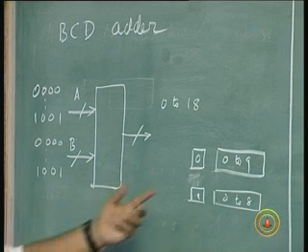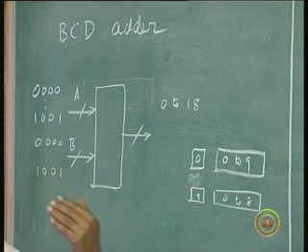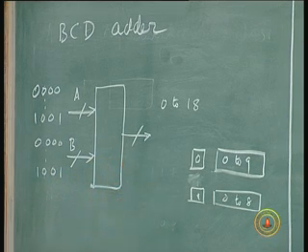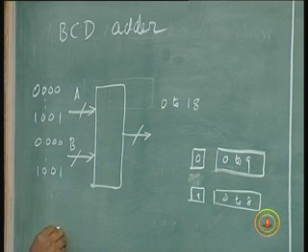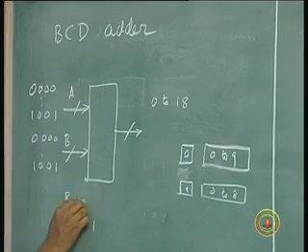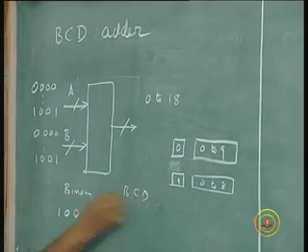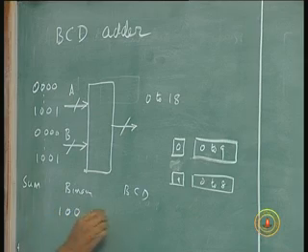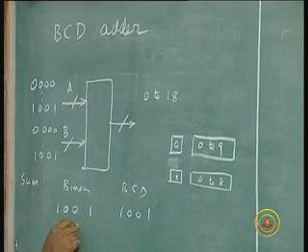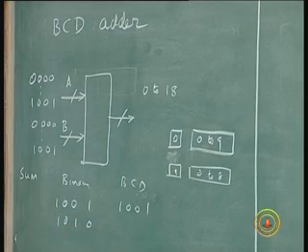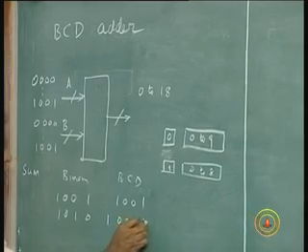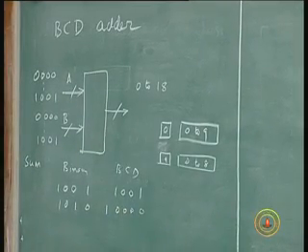Now, what can I do to get a BCD representation of a binary sum? Let us say when the number is 9, binary and BCD, I am only talking about the sum, BCD also 9, no problem. When the number is 10, I would like to have it as 1 followed by 0.